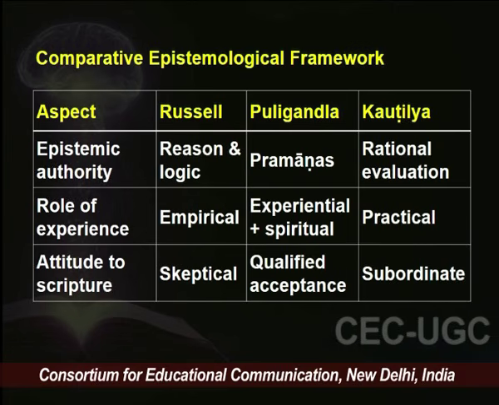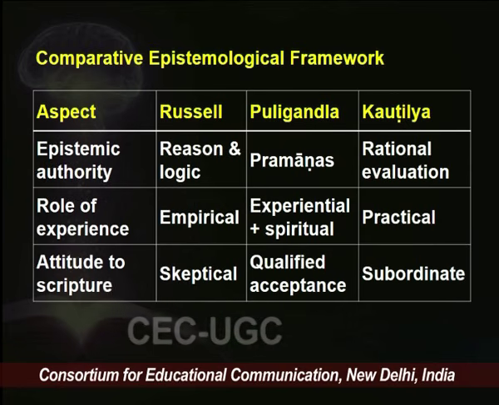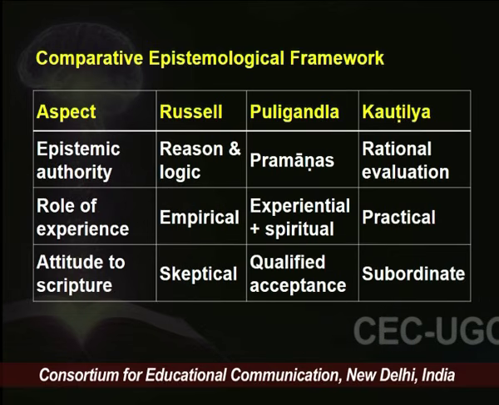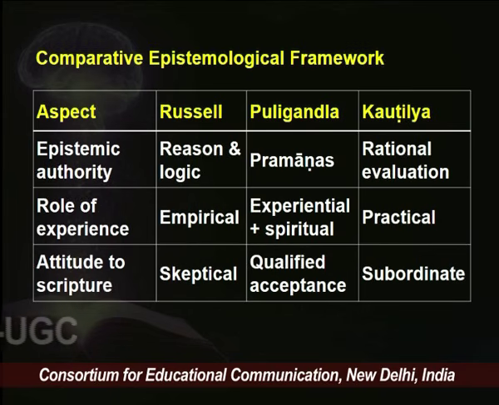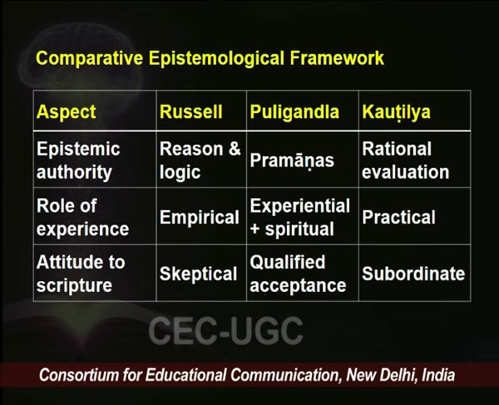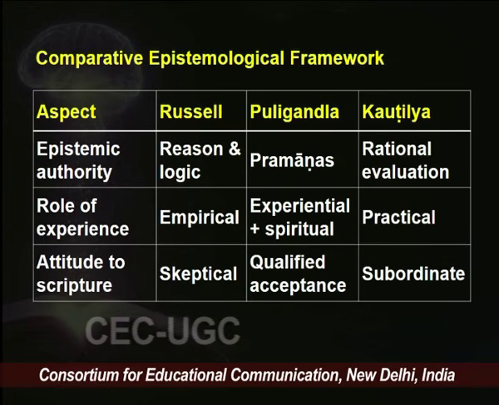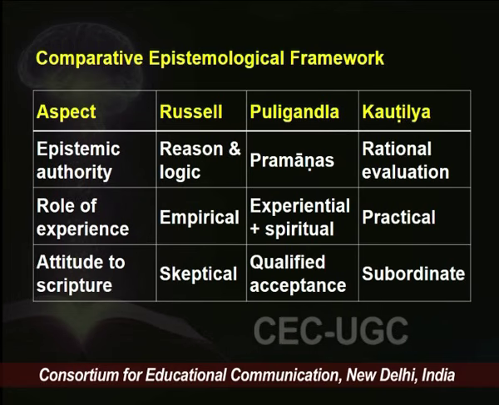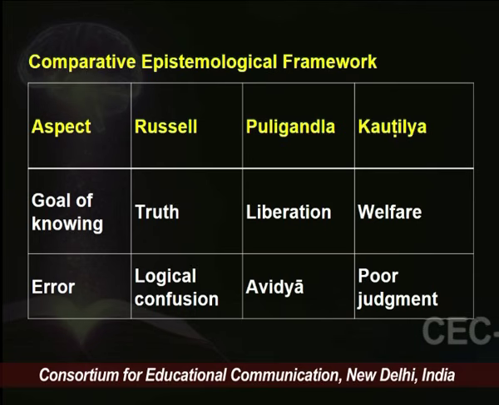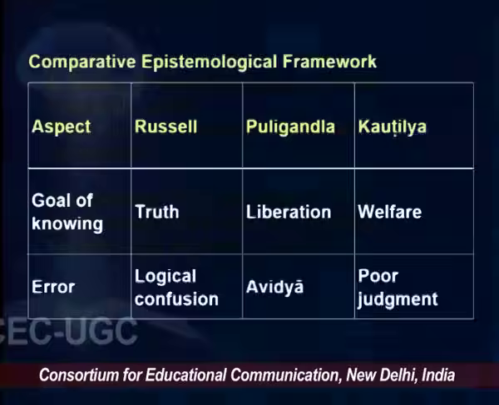Now further, if we classify the various aspects, we see that about epistemic authority, Russell is all about reason and logic, Puligandla is all about pramanas, Kautilya is about rational evaluation. Now, role of experience for Russell, it is all empirical, Puligandla it is experiential and spiritual, Kautilya is practical. And again, about the attitude to scripture, we see Russell, it is skeptical, Puligandla, it is qualified acceptance, and Kautilya is subordinate. About the goal of knowing, Russell is all about truth, Puligandla is liberation, Kautilya is welfare. Similarly, about error, Russell is all about logical confusion, Puligandla is avidya, Kautilya, poor judgment.